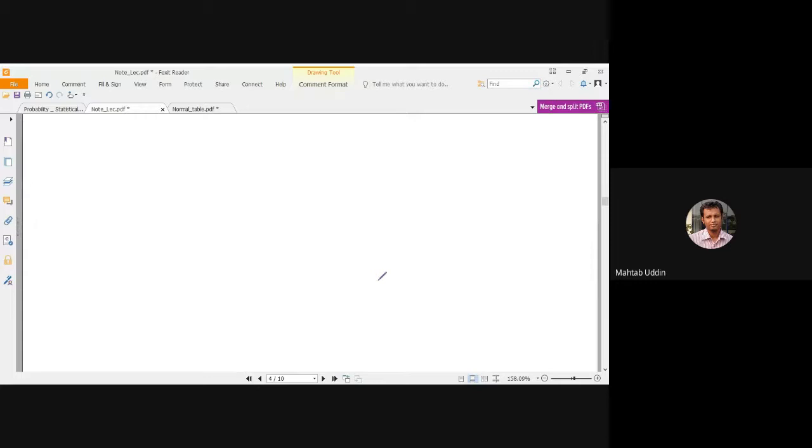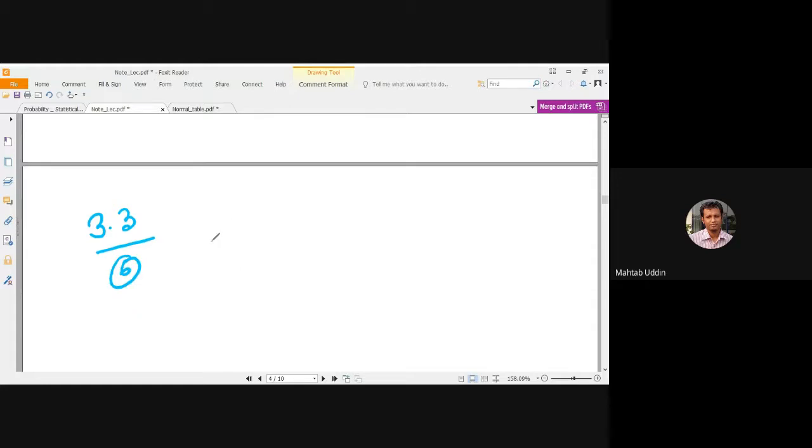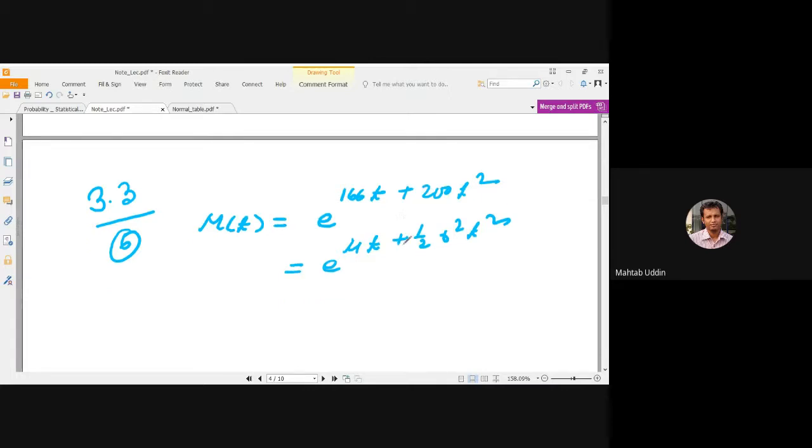Chapter 3.3, Exercise number 6. It is said, given the moment generating function is equal to e to the power 160 t plus 200 t square. Now you can compare this with mu t plus half sigma square t square. And they had said to find some things like mean, variance, and two probabilities.